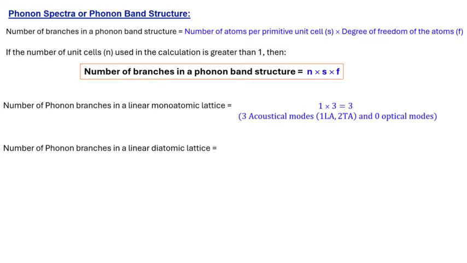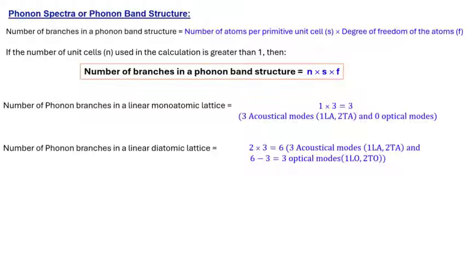Now if you want to know the number of phonon branches in a linear diatomic lattice, then a diatomic unit cell will have 2 atoms per primitive unit cell. Each atom will have 3 degrees of freedom. So altogether the number of phonon branches will be 6, among which 3 are acoustical modes. 1 will be longitudinal acoustic and 2 transverse acoustic, and the remaining 6 minus 3, that is 3 optical modes, will be there. There will be 1 longitudinal optical mode and 2 transverse optical.